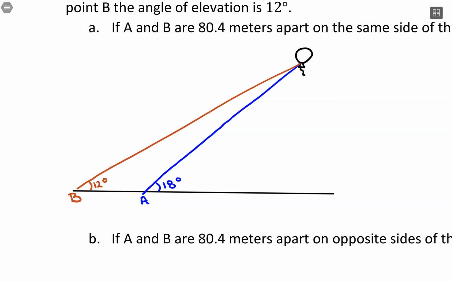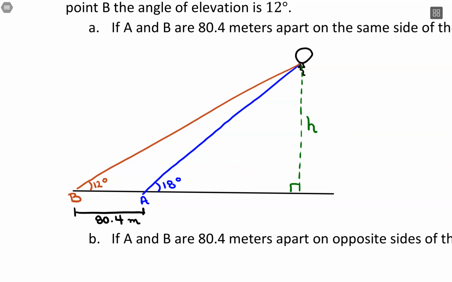All right, and what we're interested in is the height of the balloon, which would form with the ground a 90-degree angle. So we want to find that height. Another piece of information we're given is how far apart A and B are. So that distance between A and B is 80.4 meters. Sorry. All right, so we have these pieces of information and we want to find what the height is.